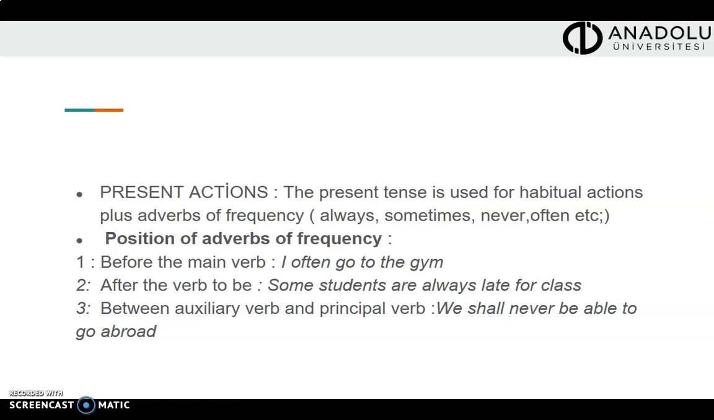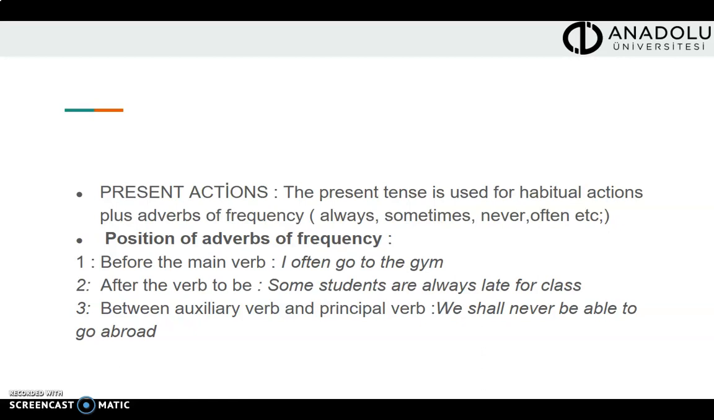Let's start with the present action. The present tense is used for habitual actions plus adverbs of frequency. Some examples are always, sometimes, never, often, and so forth. Now this is very important, guys. The position of the adverbs of frequency. They follow more or less this rule.